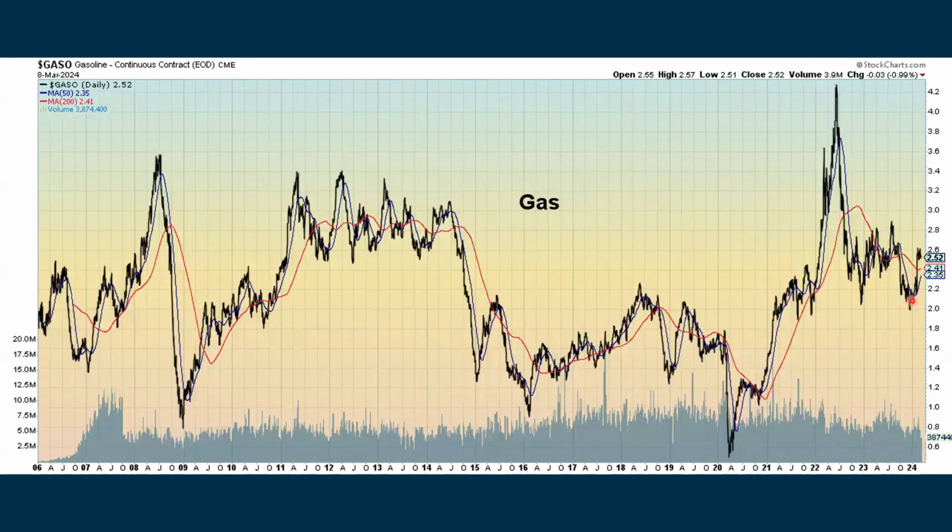Keep an eye on gas. Another thing that's really impacting a lot of people as they drive their cars. It has been going back up. We're still in a downtrend. We haven't seen a golden cross here yet, but it has been bouncing back up.